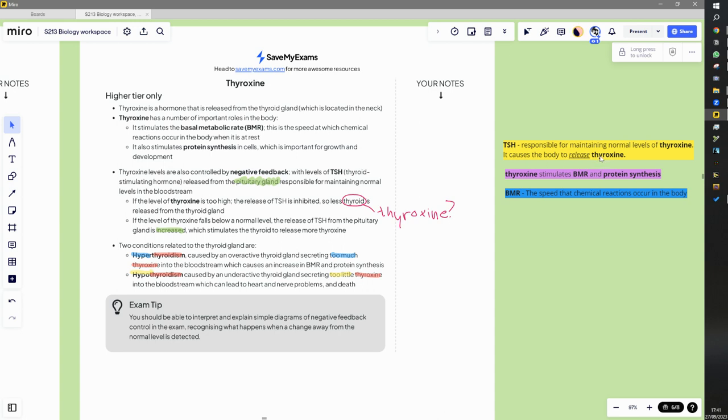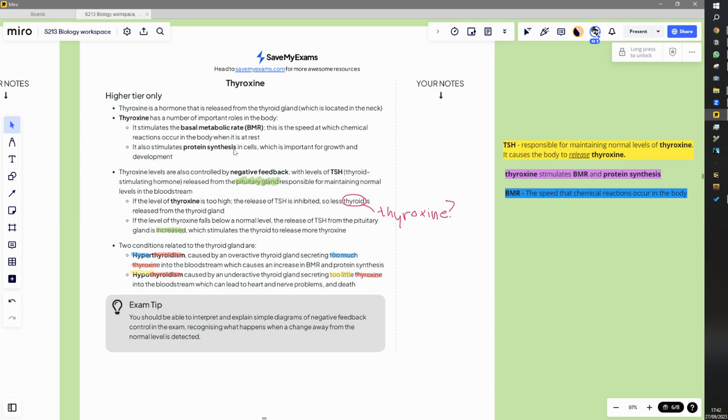But then that should prompt us to ask, well, what is this thyroxine? Do I need to know what that does? Well, it says up here the thyroxine has two important roles. It stimulates the basal metabolic rate, and it stimulates the protein synthesis. So then that should prompt the next question of what are these two things?